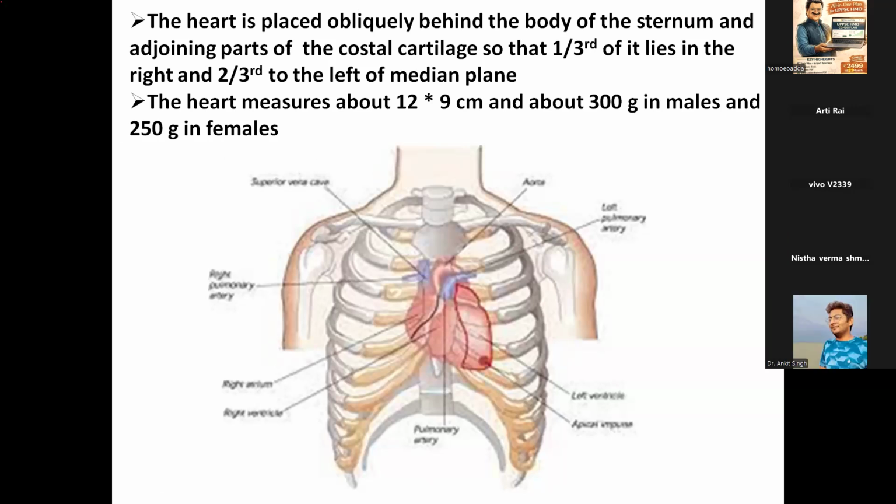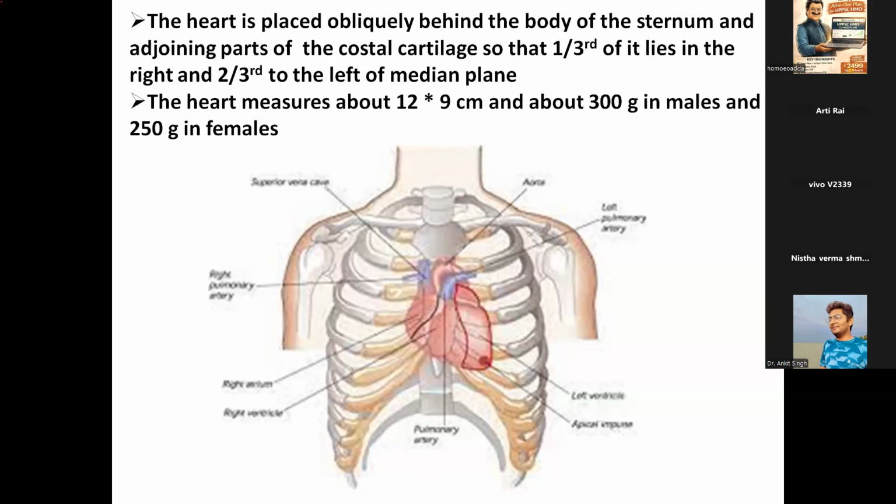Okay. So as you can see, this is a picture of a rib cage of a thorax. You can see the rib cage. We have removed the lungs, and now we are viewing the heart. Right. So the location: the heart is placed obliquely. So it is not placed straight. It is present in a slightly oblique form behind the body of the sternum.